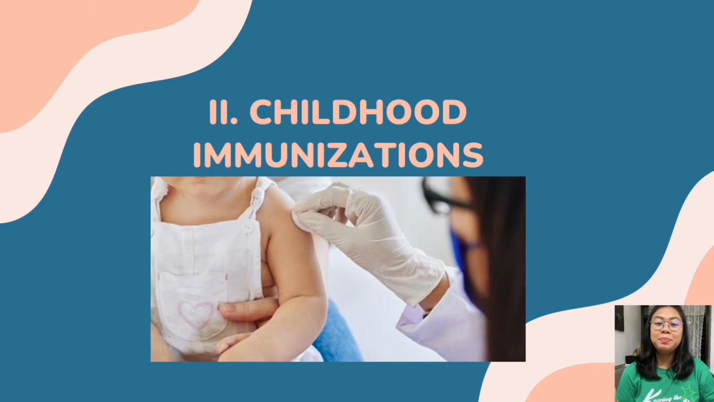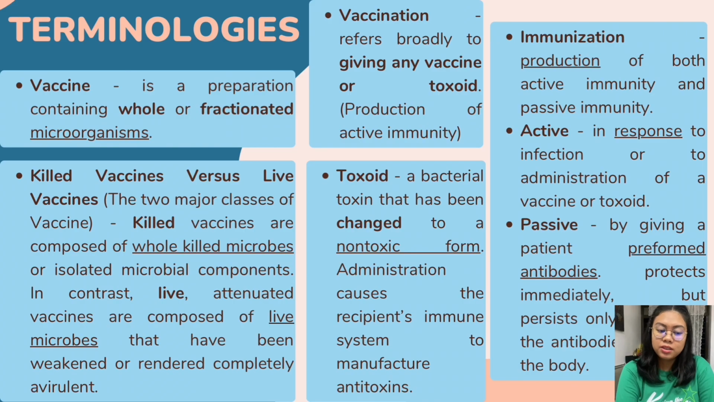So we are now in part 2 of our topic. It is the childhood immunizations. But first, let us define the terminologies. A vaccine is a preparation containing whole or fractionated microorganisms. Killed vaccines versus live vaccines, those are the two major classes of vaccine. Killed vaccines are composed of the whole killed microbes or isolated microbial components. In contrast, live attenuated vaccines are composed of live microbes that have been weakened or rendered completely avirulent.